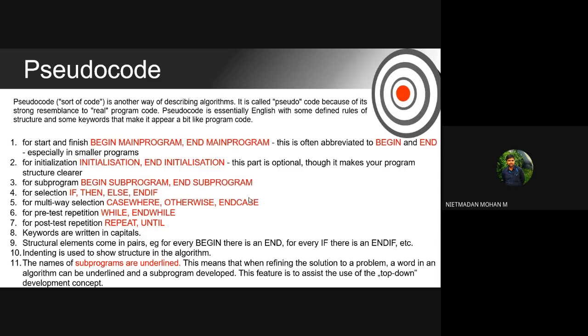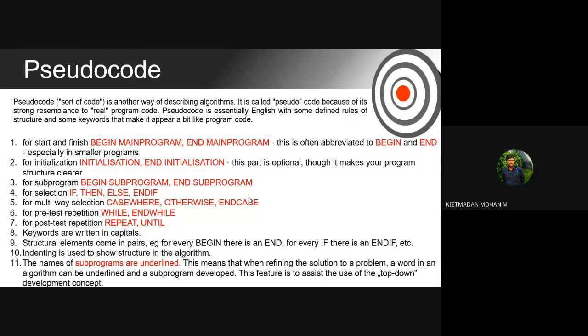For the selection process, we write the keywords if, then, else and end if. For multi-way selection, case where, otherwise and end cases. For a pre-test loop, it consists of while and end while. So the while loop starts with while as a keyword, and ends with end while. For a post-test repetition, repeat and until. So these are the keywords that have been mentioned there.